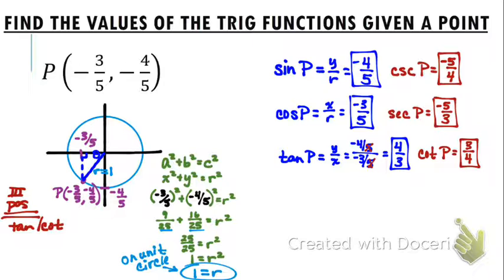Y over r, x over r, y over x. And then our reciprocals. You guys okay with these so far? Okay. You guys okay if I put up the next example? Okay.